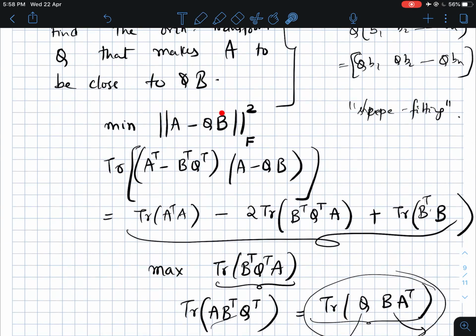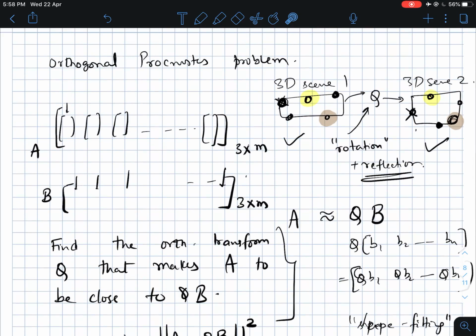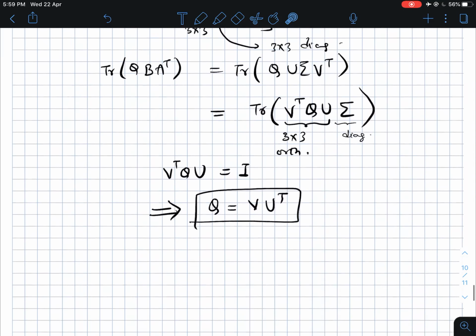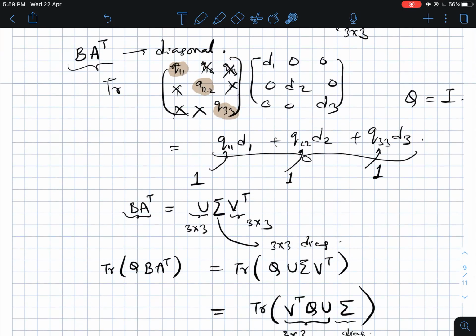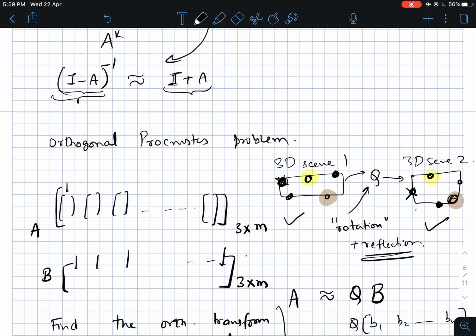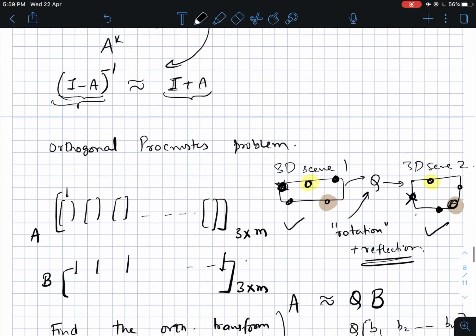That makes the matrix A closest to Q times B. So if your model is actually correct, if it turns out that this scene is just a rotation of this scene, then you should be able to get the correct Q by using this formula. All you need to do is find the SVD of BA transpose. Of course, I am making a bunch of assumptions here. Primarily, I am assuming that the mapping is already known, that I know which point corresponds to which point. For example, here I know that the first vector corresponds to the first vector here.